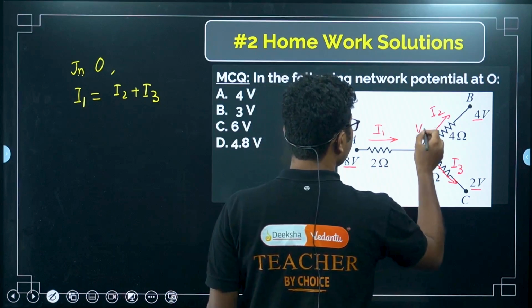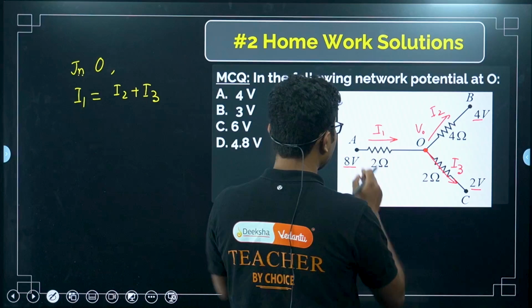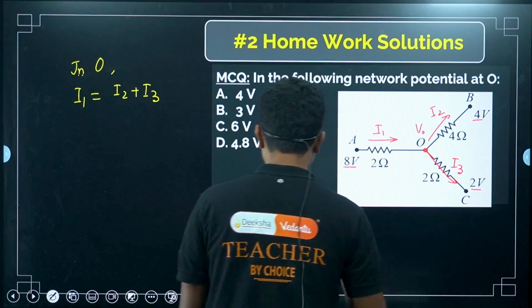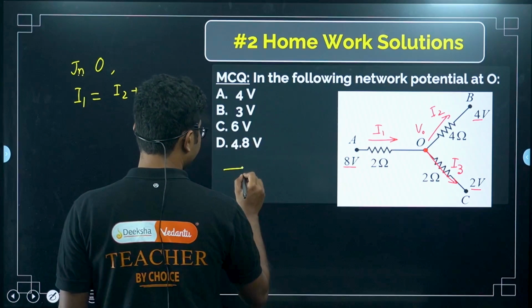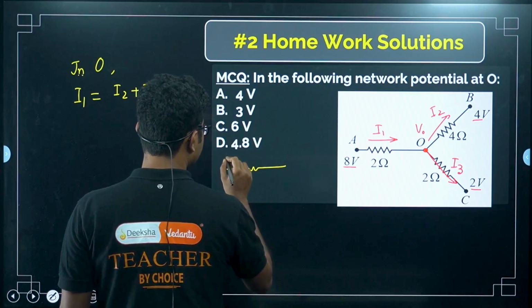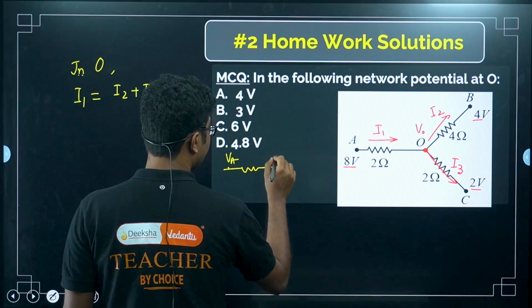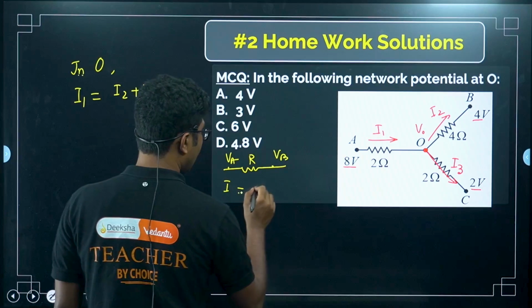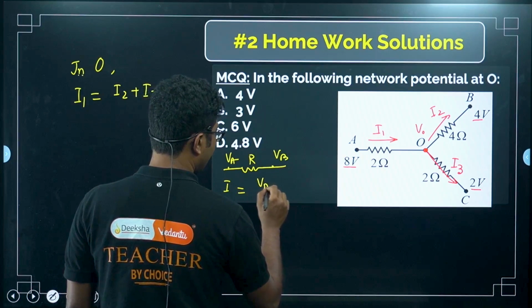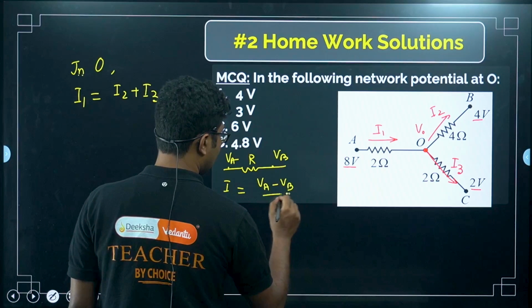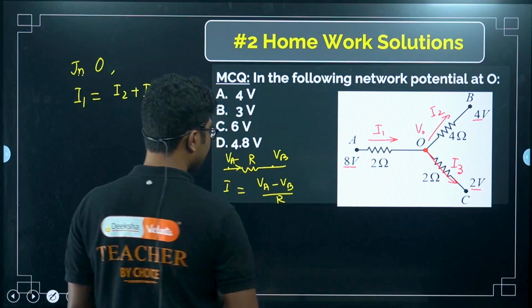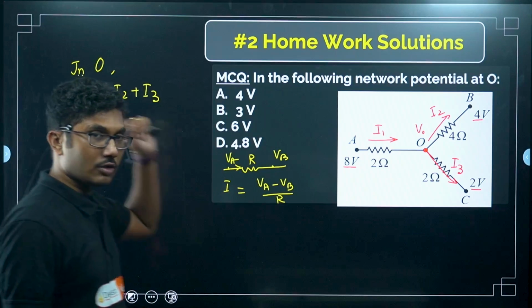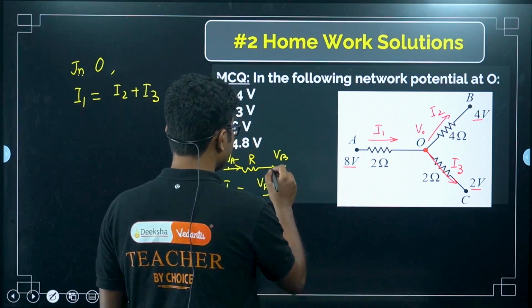What is that? Potential here was VO. Potential at this point is 8 volt. So if you remember Ohm's law, potential at this point was VA, potential at this point say VB, and resistance is R, then current was VA minus VB by R. If you remember that, current is flowing in this direction. So that was the Ohm's law. In your 10th class you have learned this, right?